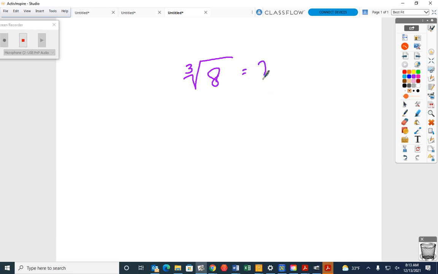So the cube root of 8 is 2. Now check this out. Is there such thing as the cube root of negative 8? Why? Because there are 3 of them. Is there a number I can multiply times itself 3 times to get a negative? What is negative 2 times negative 2? Positive 4. What's positive 4 times negative 2? Negative 8. So is there such thing as a negative cube root? Yes, there is. Remember that?